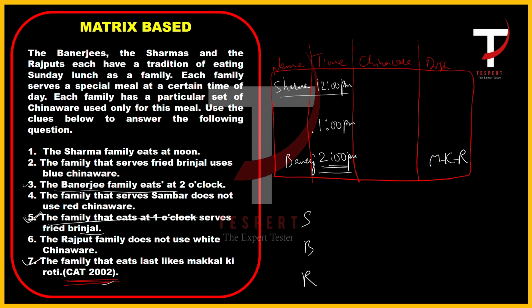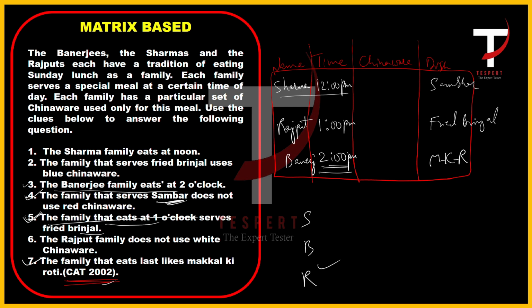So this is the fifth statement. What is the one more family which is left? Rajput's family. So Rajput's family comes here. The family that eats at 1 o'clock serves fried brinjal. So this is fried brinjal, and the only dish which is left is, what is the only dish which is left? Sambar. Yeah, sambar is the only dish left.